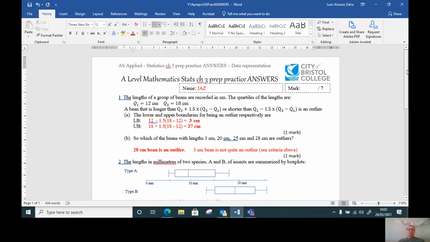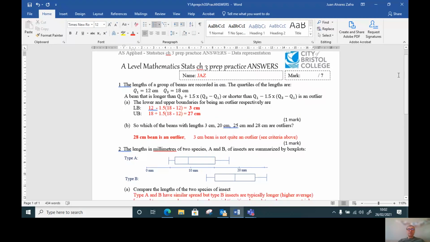So the first question: the lengths of a group of beans are recorded in centimeters. The quartiles are Q1, the lower quartile, 12 centimeters, and Q3, the upper quartile, 18 centimeters. And then we're given an algorithm: a bean that is longer than the third quartile plus 1.5 times the interquartile range, or shorter than the first quartile minus 1.5 times the interquartile range, is an outlier.